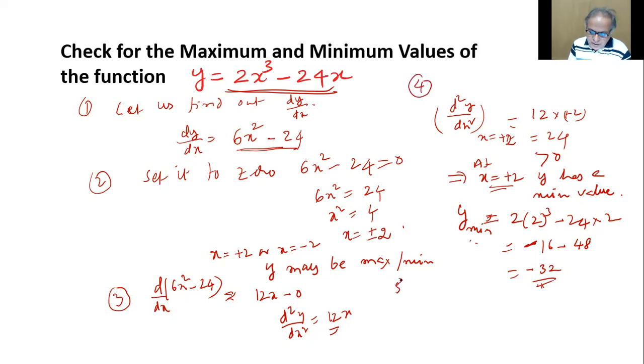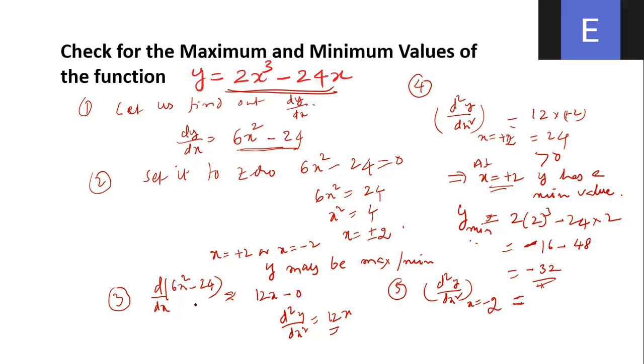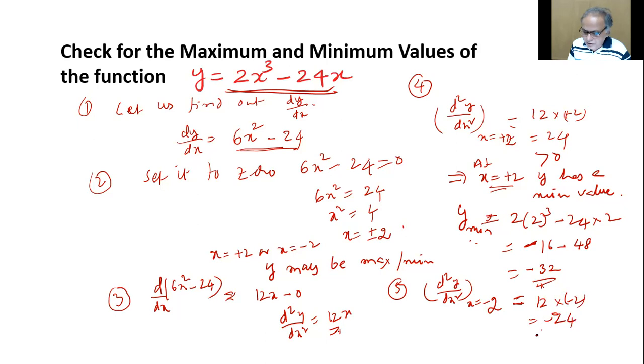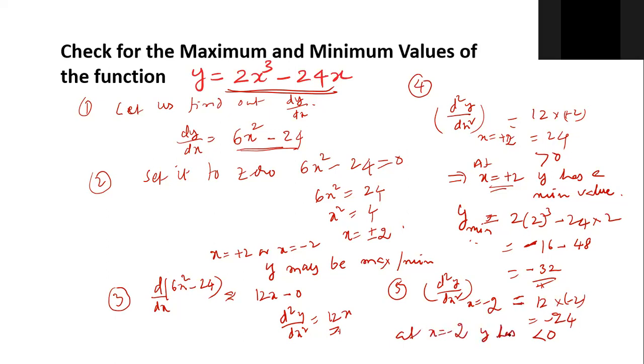And the fifth step will be d square y by dx square at x equals minus 2. Let us check. This is 12x, so 12 into minus 2 is minus 24. Less than 0. So at x equals minus 2, y has a maximum value.